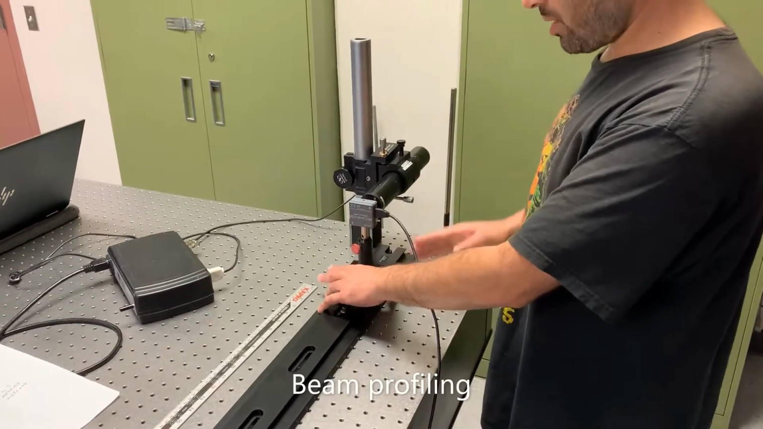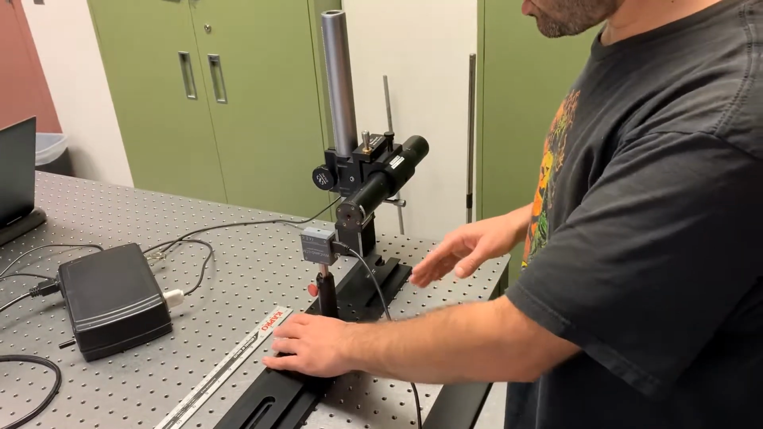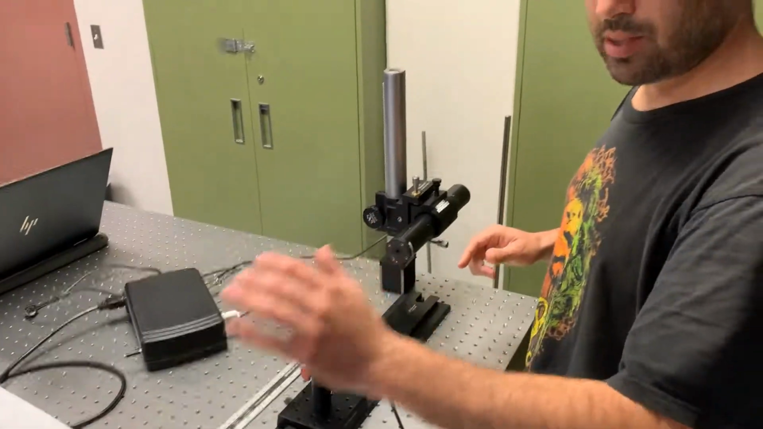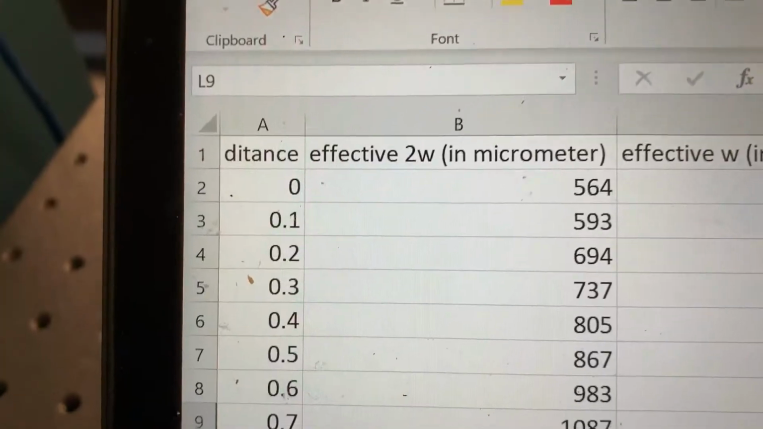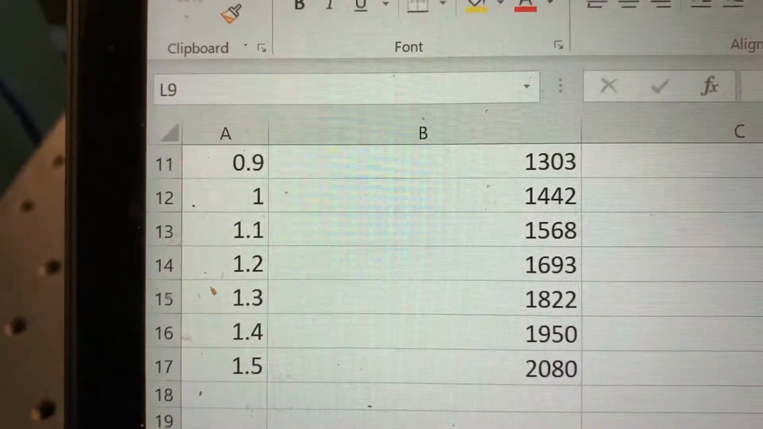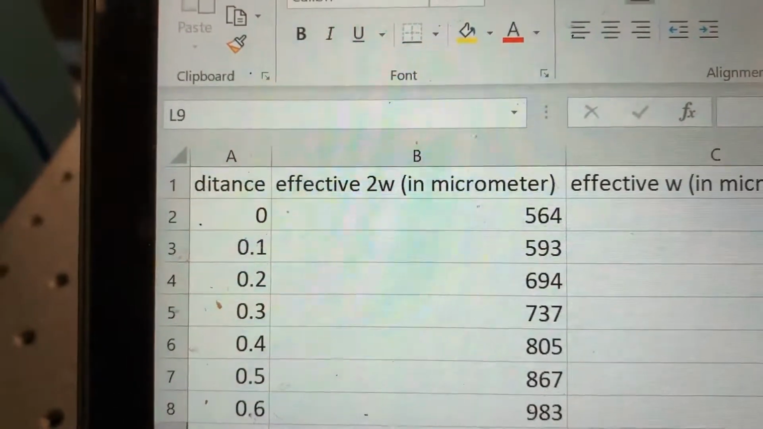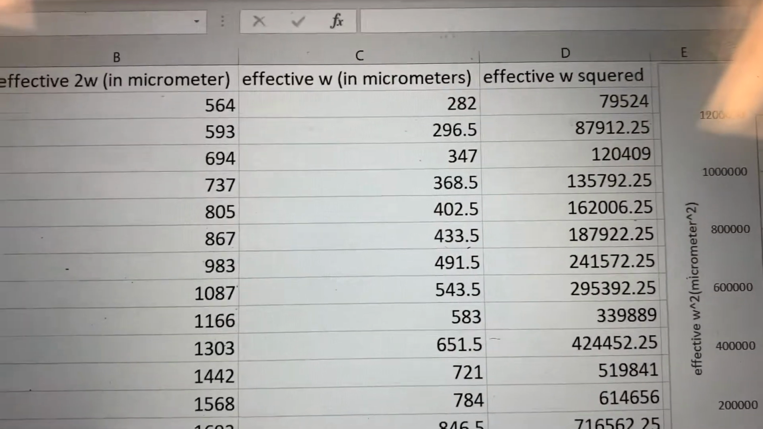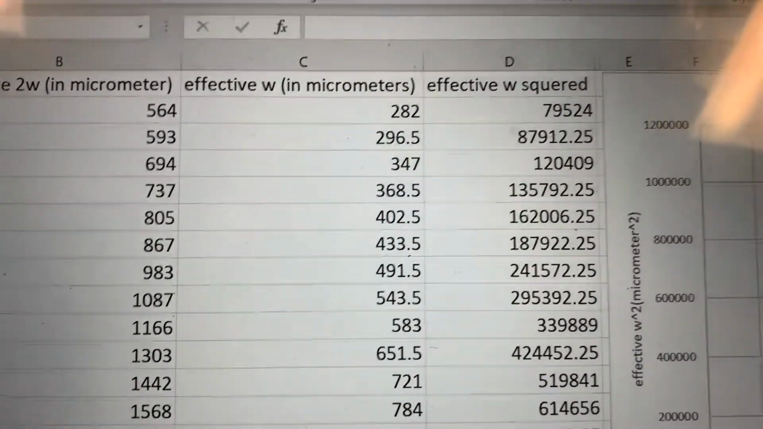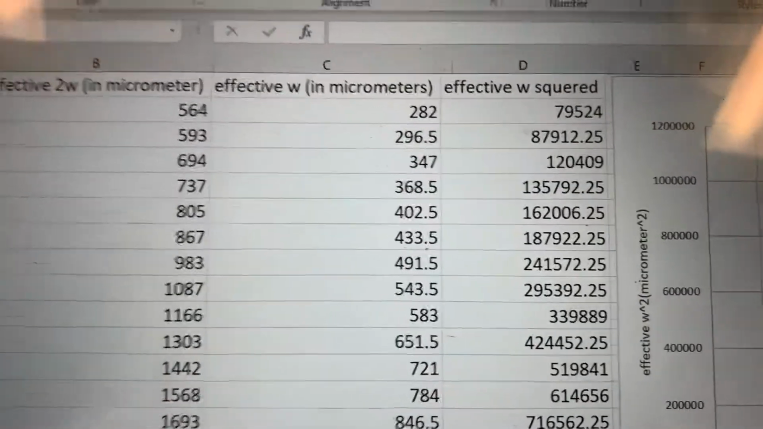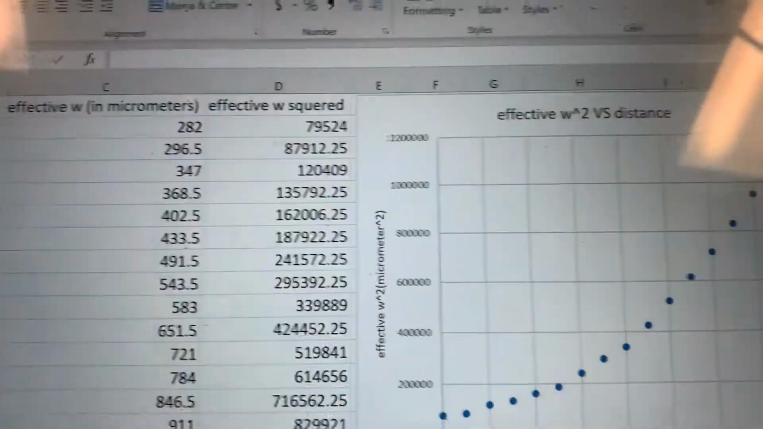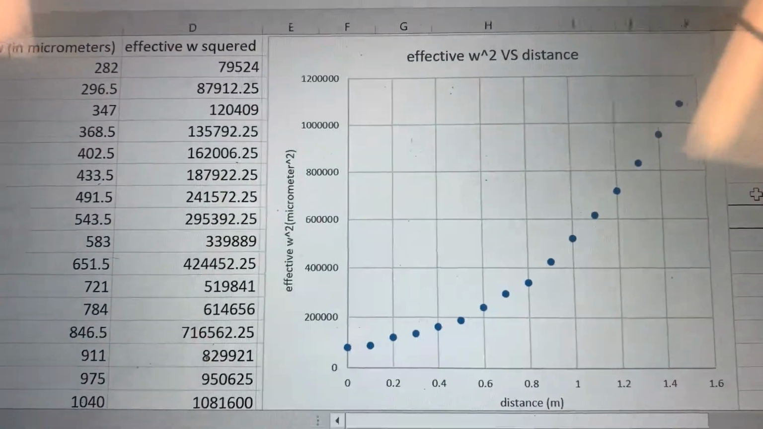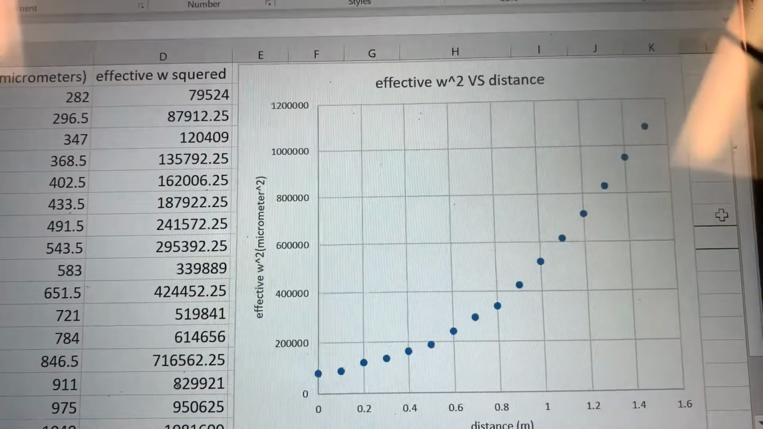Here what we did is we modified the distance to the detector, and using these modifications of the distance, we measured the diameter of the beam at each spot, and we got our data this way. So this is the data that we got for different distances. We got different beam diameters. Then we modified the beam diameter to get the beam radius and the beam radius squared. And then we graphed the beam radius squared with respect to the distance to get a quadratic function.